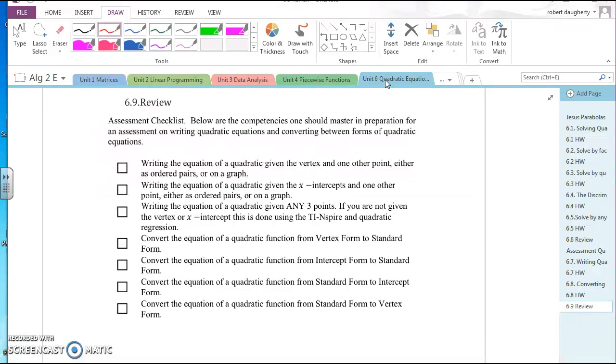Writing the equation of a quadratic, giving the vertex and one other point. So vertex and a point, given the two x-intercepts and another point, you know how to write that with intercept form. If I give you any 3 points, using your TI Inspire. And then we did conversion. So conversion of a quadratic function from vertex to standard, intercept to standard, and then from standard to intercept, and from standard to vertex form. So they're all things that we needed to do since our last assessment.